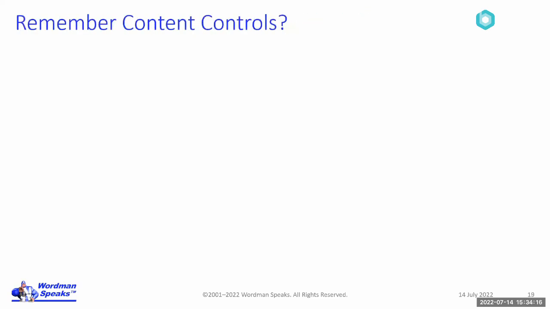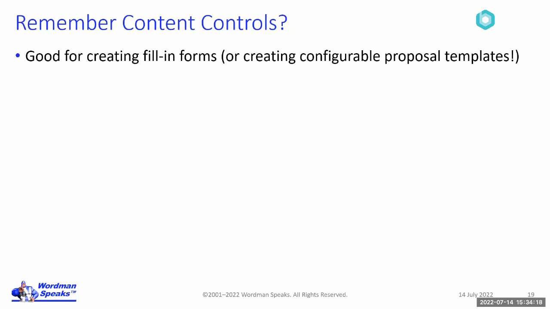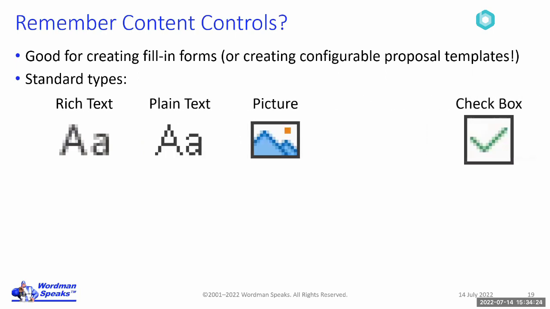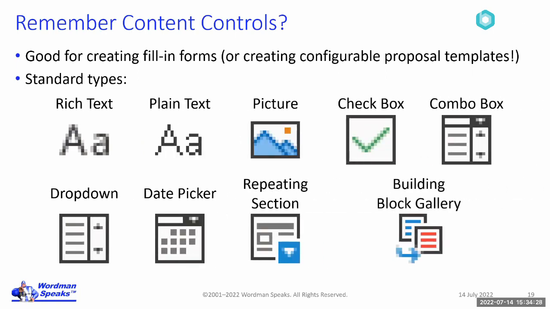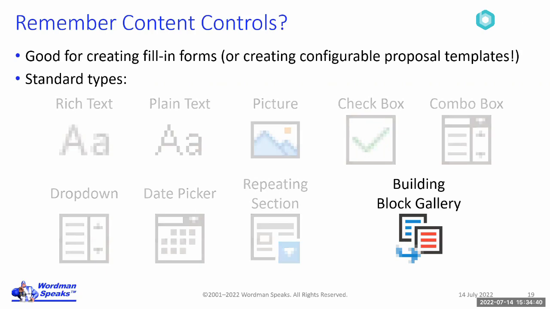So remember content controls from the last one? They were great for making fill-in forms, and the standard types were all of these. Okay, we had rich text, plain text, we had a picture, checkbox, combo box, drop down, date picker, repeating section, and this magic one, the building block gallery. That is the one that I want to concentrate on for this exercise.